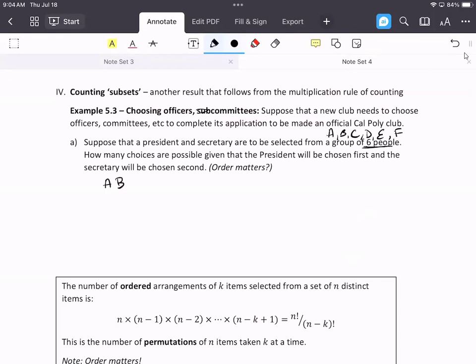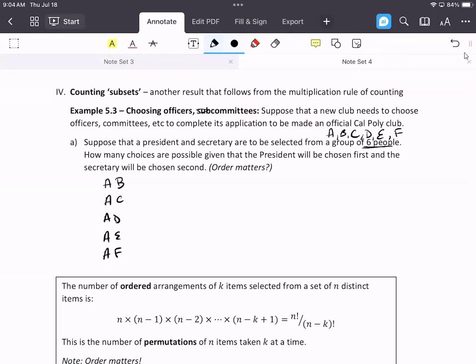Also, I like to do it systematically. I think it makes it a lot easier. We know that A could be chosen. Now, once A is chosen as the president, can they also be chosen as a secretary? No. So now we could have A and C, A and D, A and E, A and F. Does that take care of every possible arrangement so that A is chosen as a president? And the answer is yes.